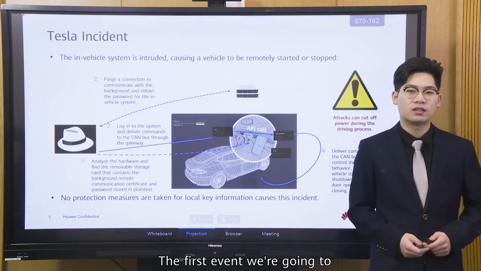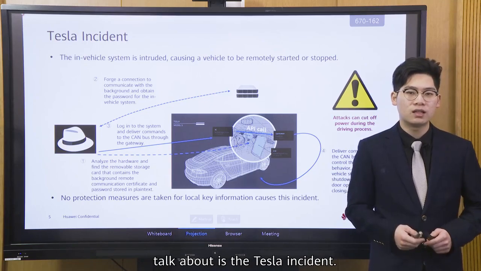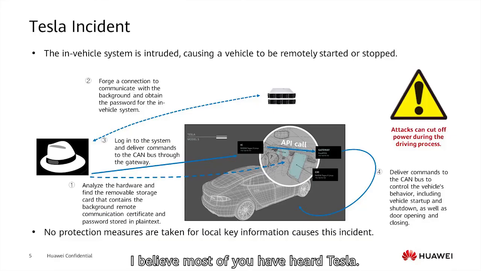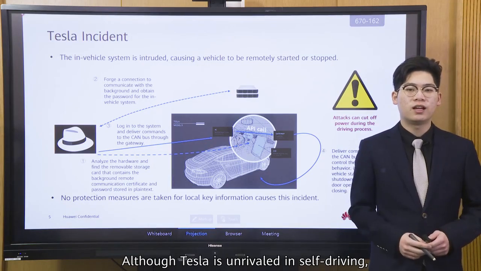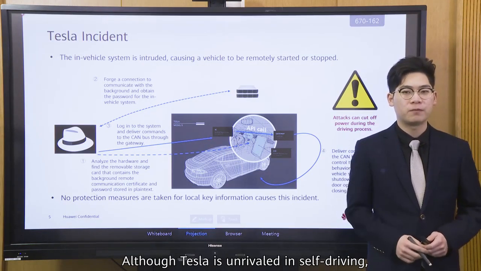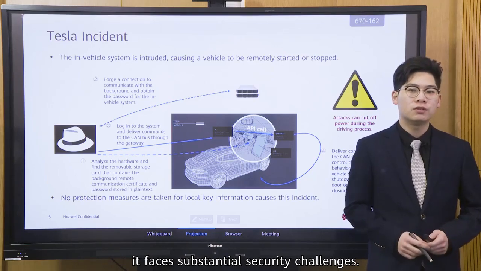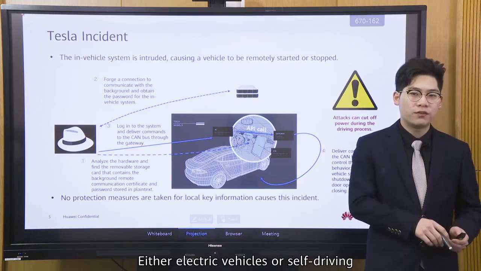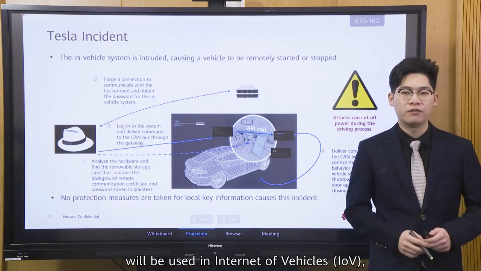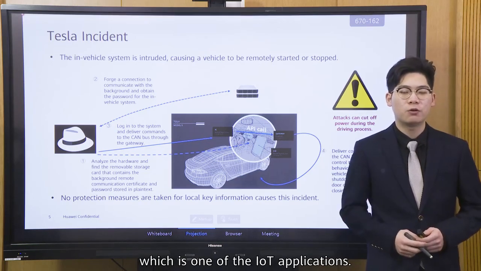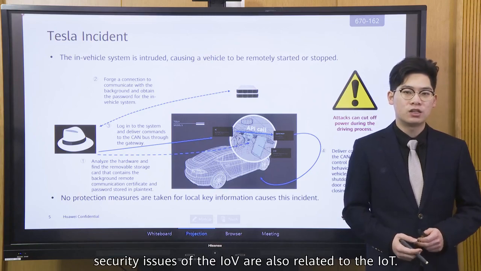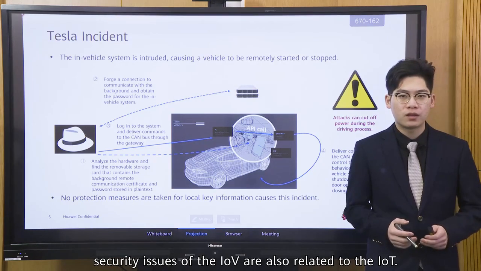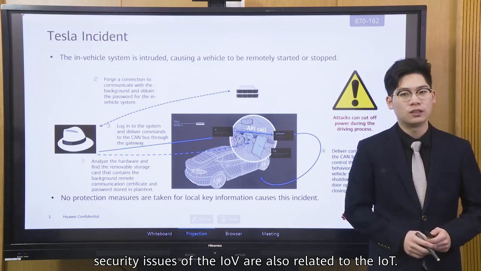The first event we are going to talk about is the Tesla incident. I believe most of you have heard of Tesla. It is the most successful company in the electric vehicle market. Although Tesla is unrivaled in self-driving, it faces substantial security challenges. Either electric vehicles or self-driving will be used in the Internet of Vehicles, which is one of the IoT applications. Therefore, security issues of the IOV are also related to the IoT.